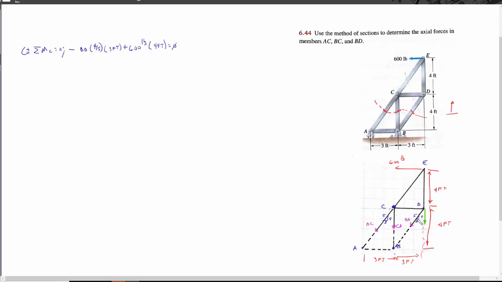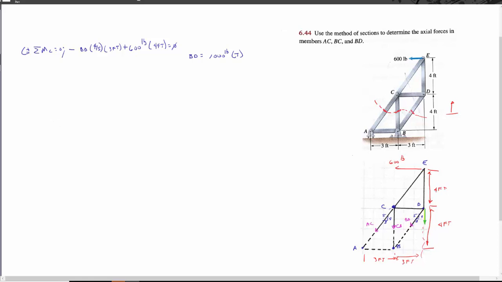Because the BD component, the X component of BD, has no distance. It goes into the point C. So this is very simple. I can compute BD, and I get 1,000 pounds. It comes out positive. So we know that this is in tension.